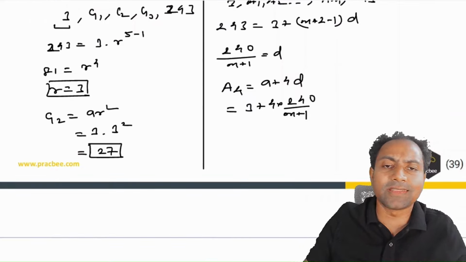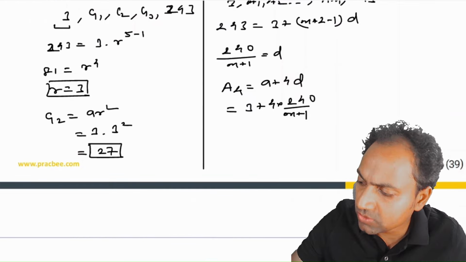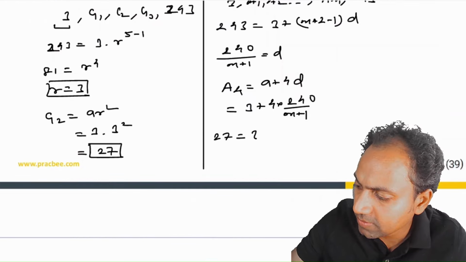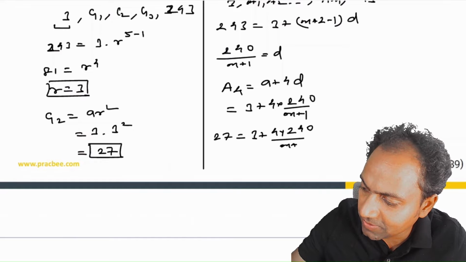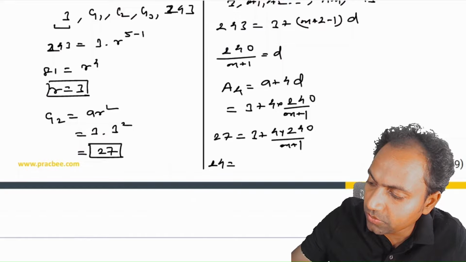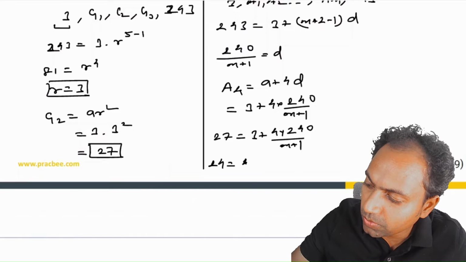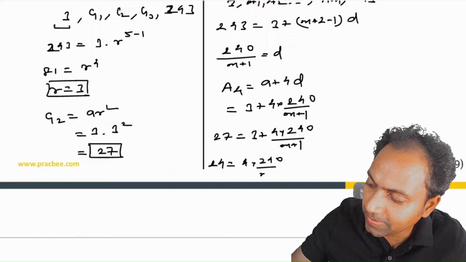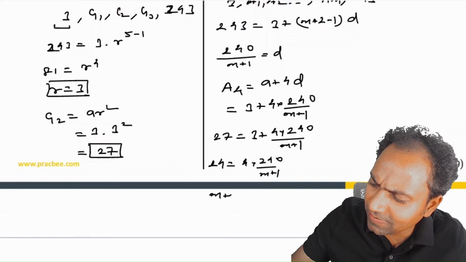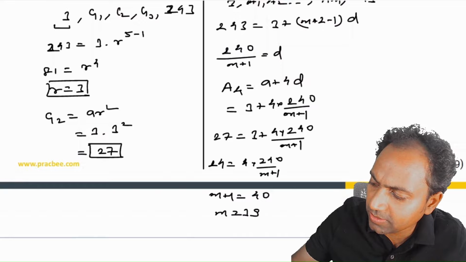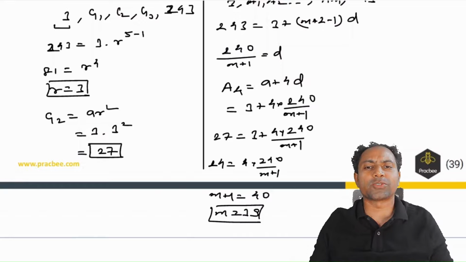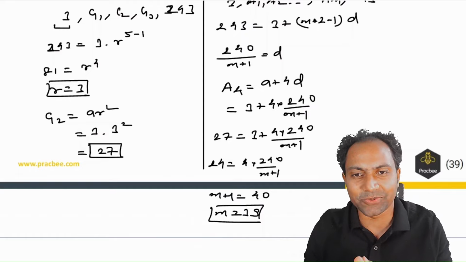Now they are saying that this A4 is equal to nothing but 27. So let us equate this to 27. So 3 plus 4 into 240 by M plus 1. So 24 is equal to 4 into 240 by M plus 1. And you can see that the value of M plus 1 is coming out to be 40, or M comes out to be 30. So quite a simple question. If you know the concept, you can easily deliver this question.